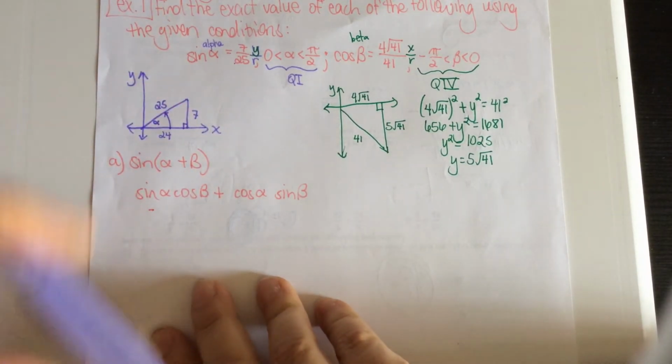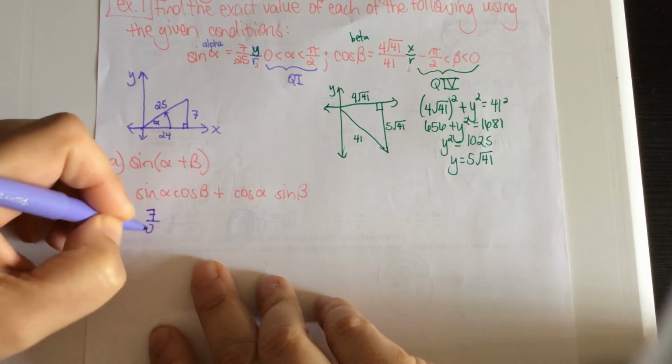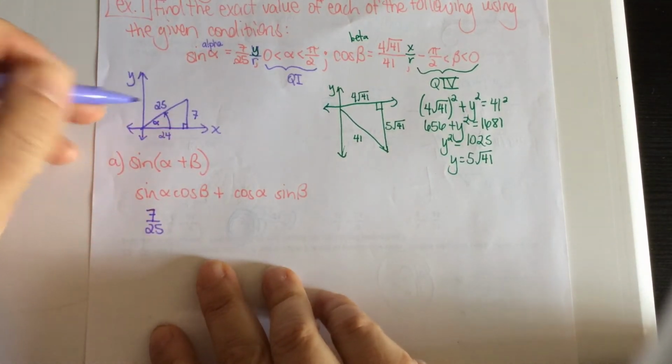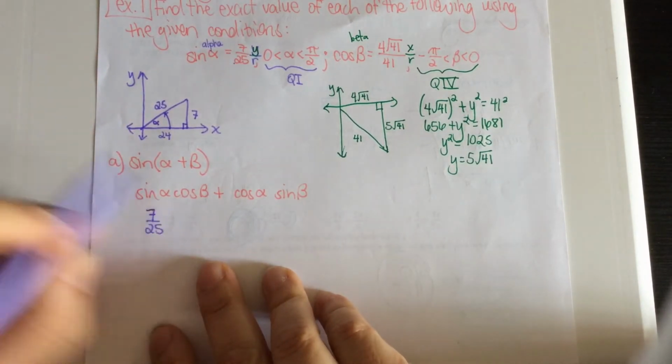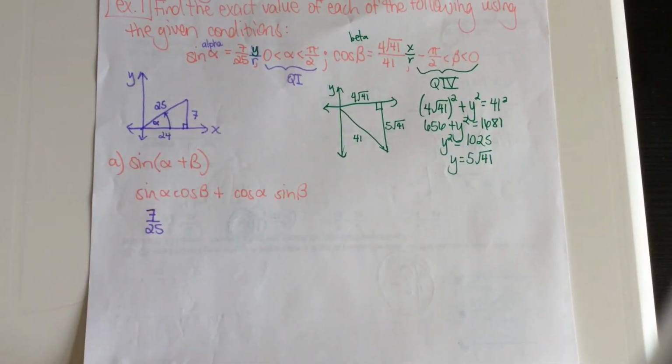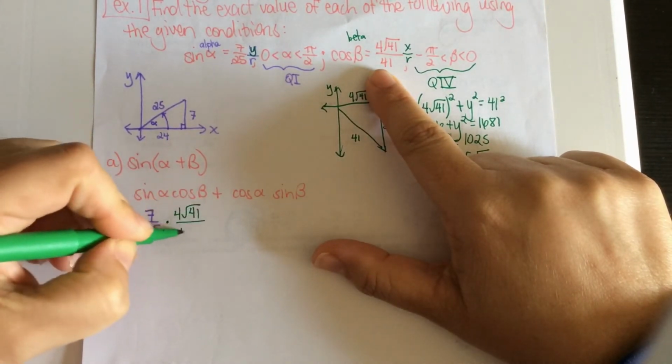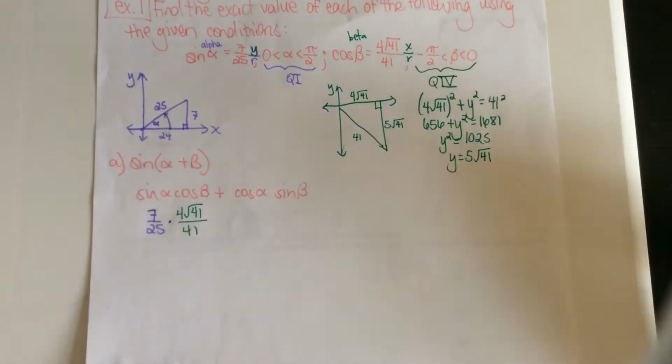Let me write this. I'm trying to color code this. 7 over 25. That was given. I don't even need to look at the picture, but I can confirm it with the picture. 7 over 25. Cosine of beta, that was also given. That's right here. You're like, why did we do those pictures if everything's going to be given? It's not going to be, trust me.